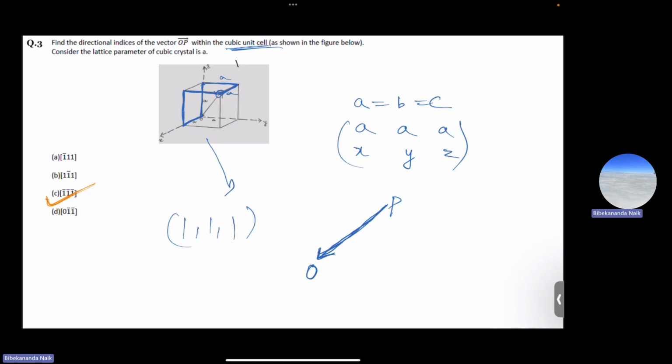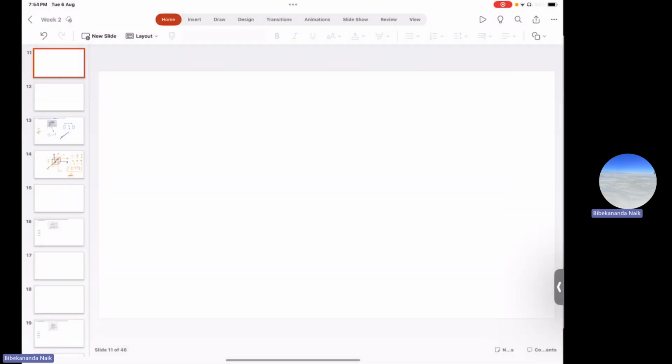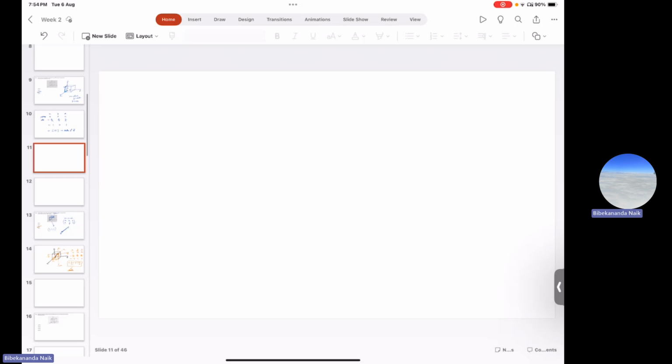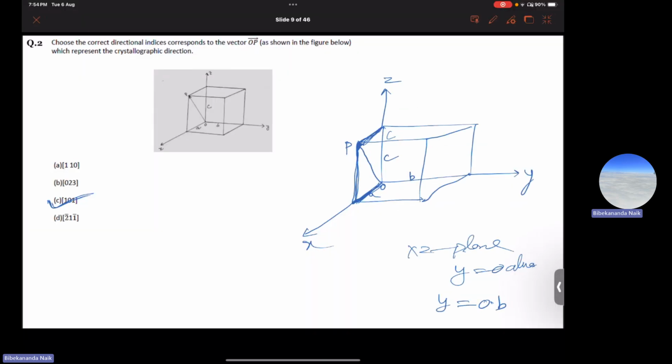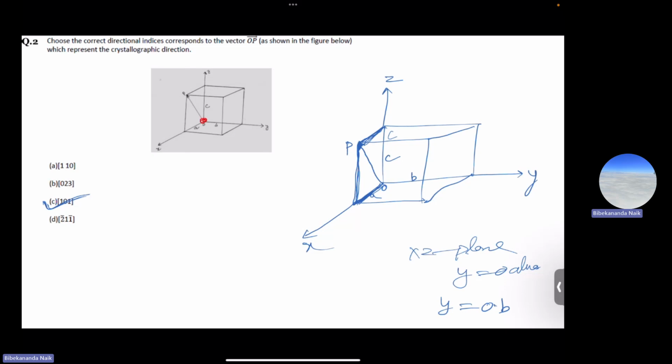In the previous questions, the starting point was the origin, and then the arrow was away from the origin. That's why we were following the conventional method. But here we will not follow the conventional method.